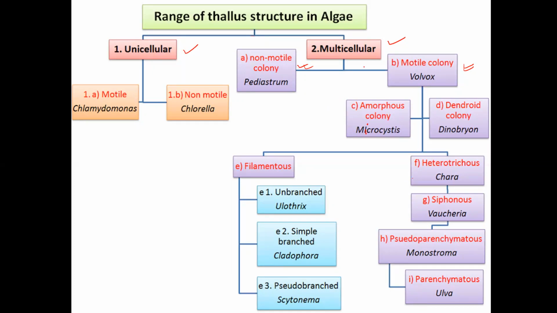Please note them. See, amorphous, dendroid, filamentous, heterotrichous, pseudoparenchymatous, and parenchymatous. Okay. Now this filamentous form can again be subdivided into unbranched, that is simple, branched, and pseudo-branched. Okay. Now we'll talk about each of these one by one.